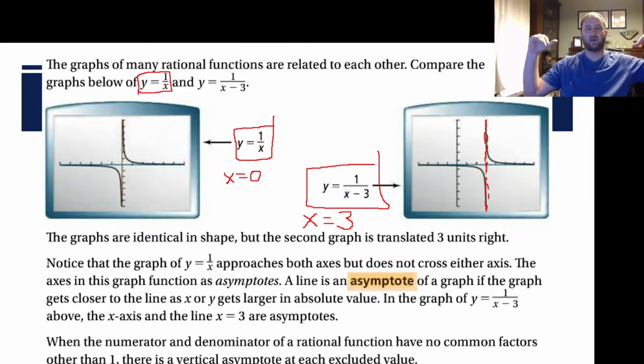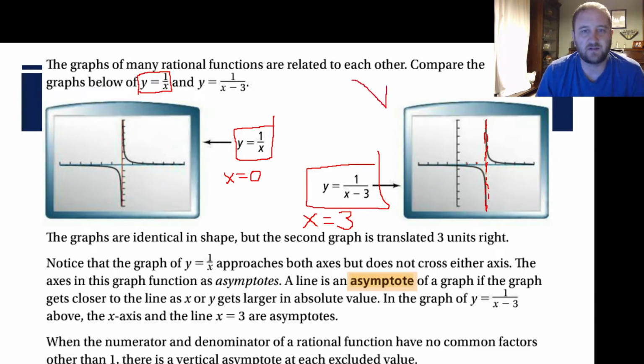That is our vertical asymptote. That's the point where the graph, those two curved lines, are never going to quite get to x equals 3. They're going to have every value leading up to x equals 3, but it's never going to quite get to x equals 3. So both these graphs are identical in shape, but this second graph is just translated 3 units to the right.